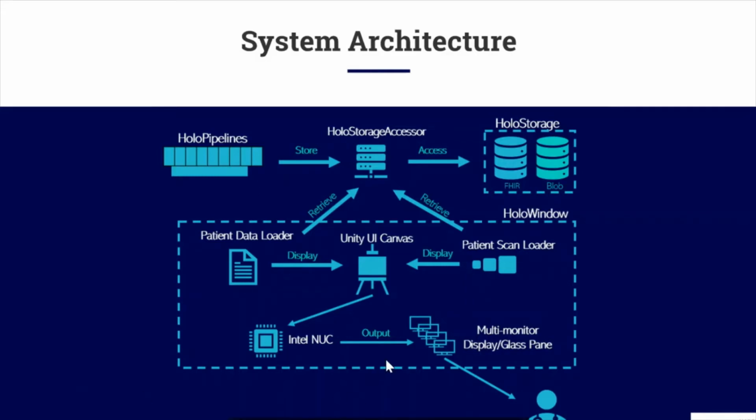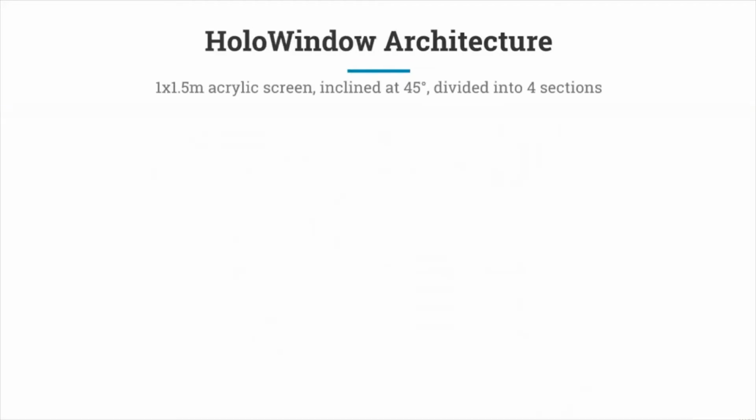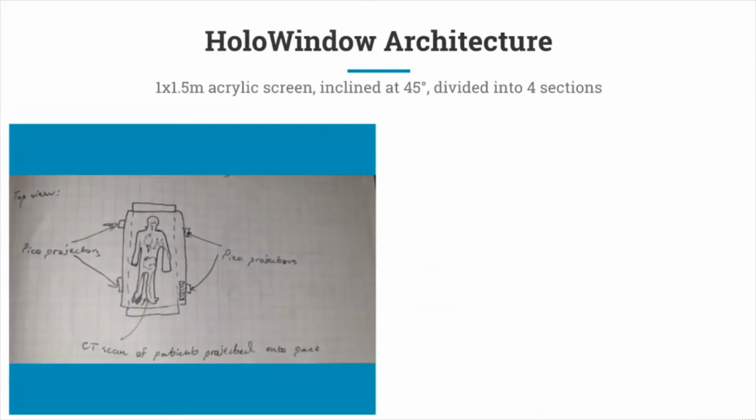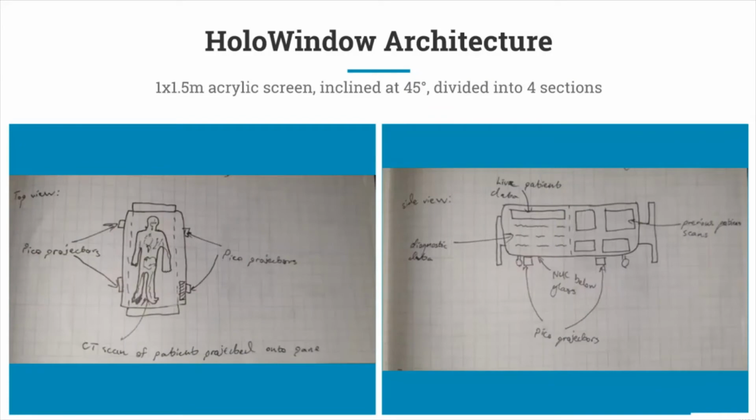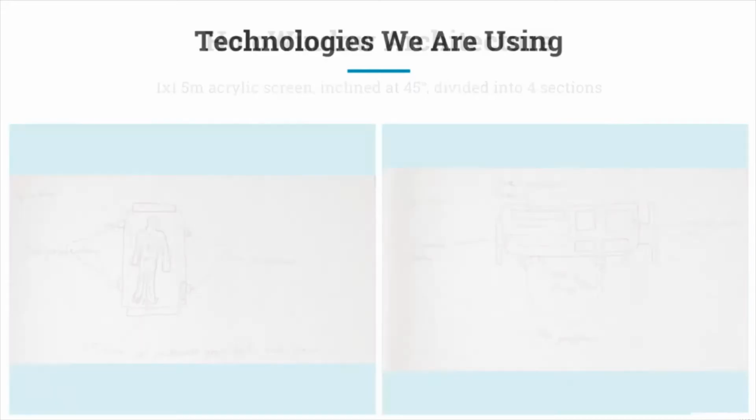Using Unity's multi-monitor display feature, the single scene will be divided into 4 sections. These will be displayed via a pico projector onto the Holo window. This is the intended architecture for the window. Each pico projector will be attached to a corner. The Intel NUC will also be attached to the Holo window. The actual window will be a 1 by 1.5 meter acrylic screen, inclined at a 45-degree angle. This is designed to be wheeled in front of a patient, as well as around the hospital.